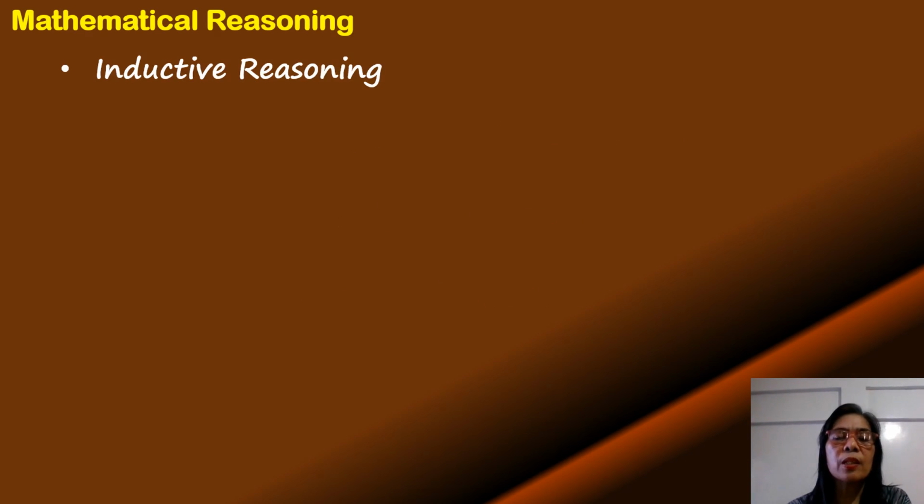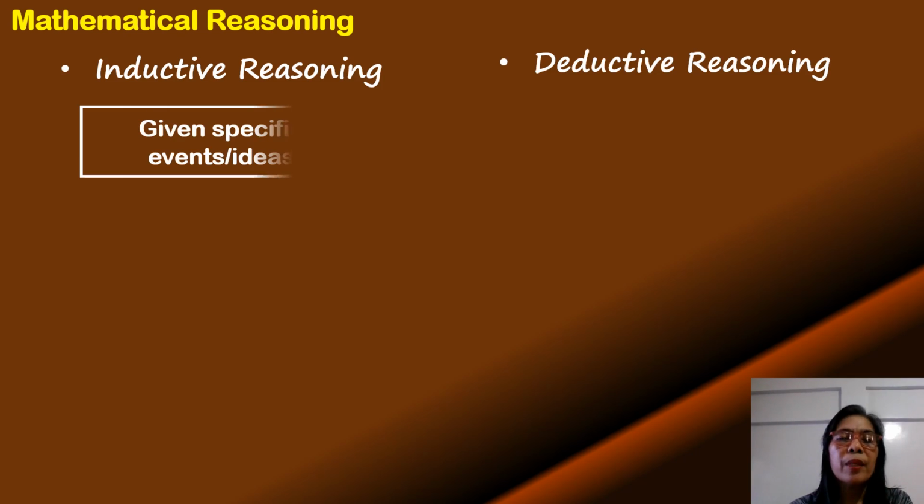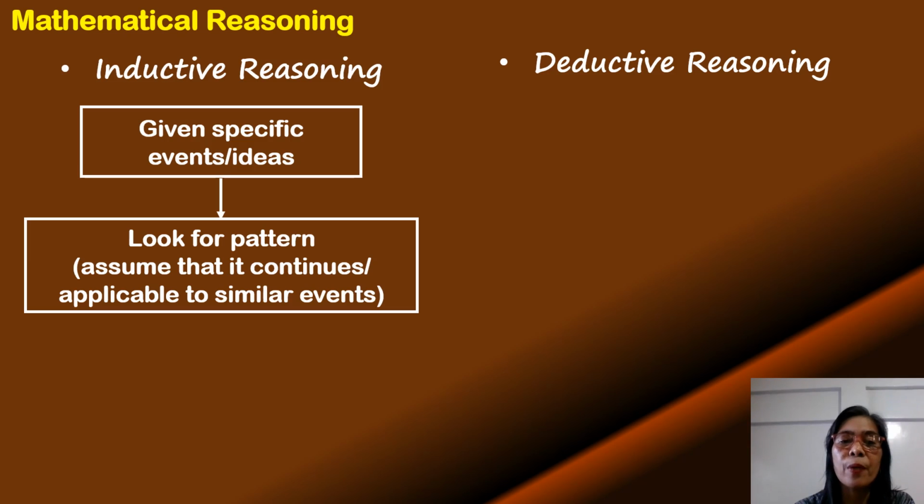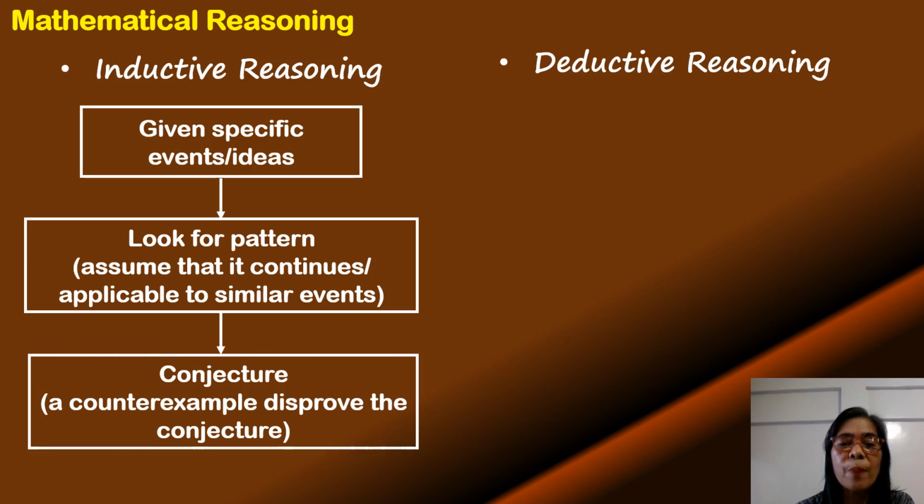Let us now differentiate the inductive and the deductive reasoning. In the inductive reasoning, we are given specific events or ideas. From the specific events, we try to look for a pattern. And we assume that this pattern continues or is applicable to similar events. So based on the observed pattern, we make a conjecture. The conjecture or generalization which is derived from inductive reasoning is considered only probable. And it only takes at least one counterexample to disprove the conjecture.